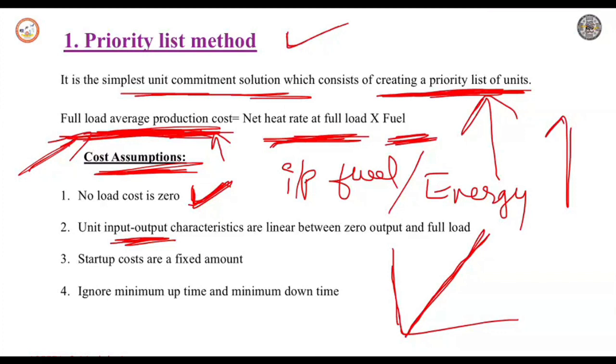And if you consider the thermal units, we should ignore the minimum uptime and minimum downtime. This is one of the constraints in the unit commitment problem. Here we will ignore the minimum uptime and minimum downtime.